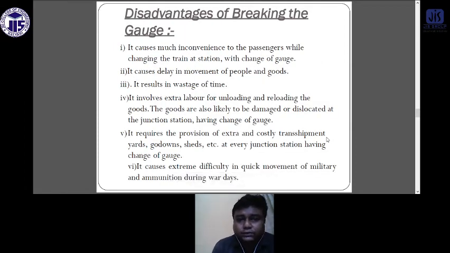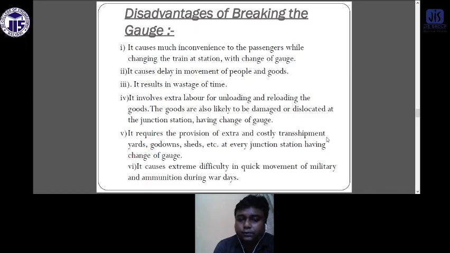It causes much inconvenience to the passengers while changing the train at a station with a change of gauge. It causes delay in movement of people and goods, because when we are moving on a narrow gauge or the meter gauge, the speed will definitely be drastically reduced compared to the broad gauge. It results in wastage of time. It involves extra labor for unloading and reloading the goods. The goods are also likely to be damaged or dislocated at the junction station having a change of gauge.